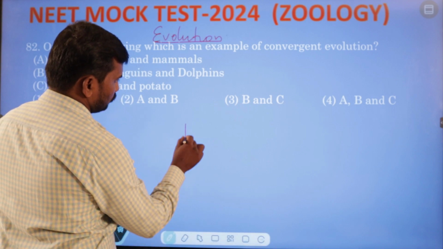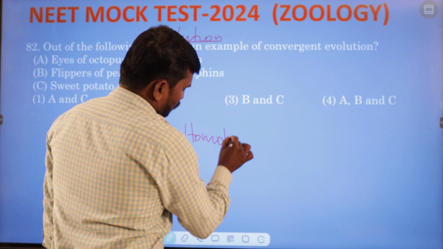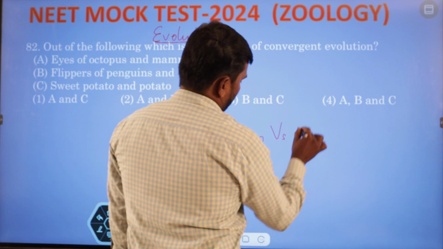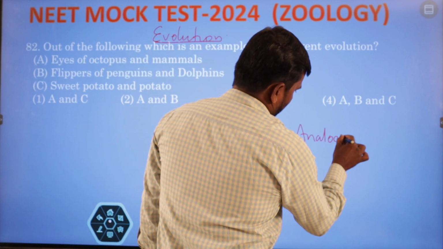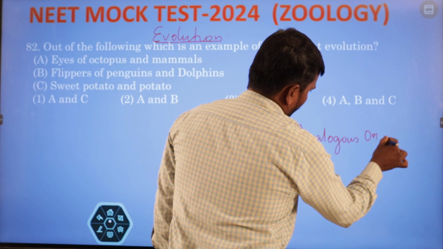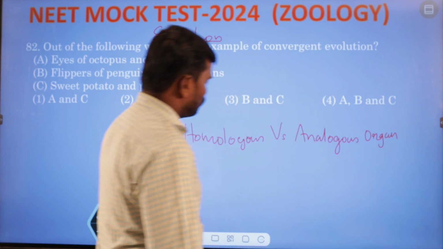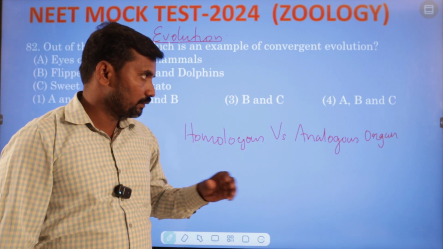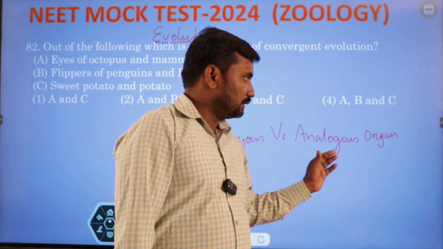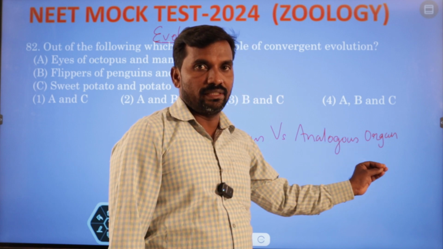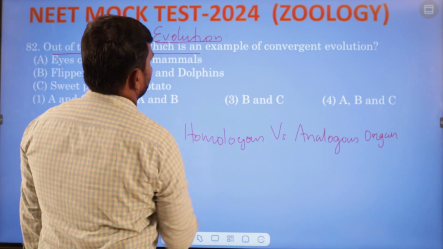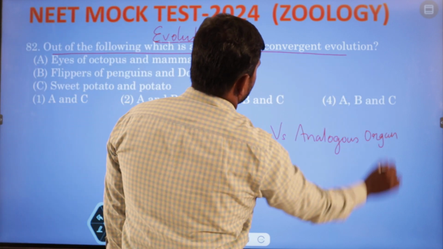Homologous organs and analogous organs. Homologous organs have the same structural origin but perform different functions. But analogous organs have different structural origins but perform the same functions. This is a basic question. But the question is: out of the following, which is the example of convergent evolution?